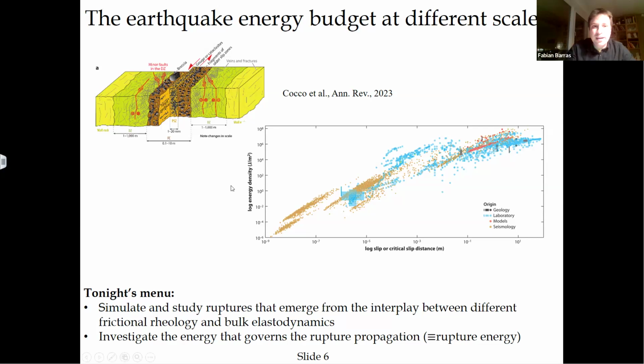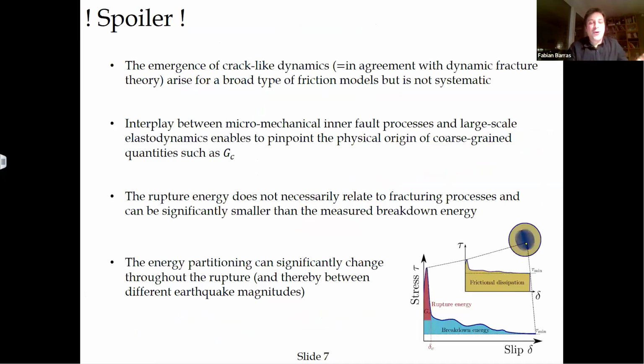I will also use this plot to say that in this presentation, I will only talk about rupture energies. That's why I replaced fracture energy by rupture energy. The idea is that it's only the energy that will control the propagation of the rupture tip. It doesn't necessarily have to do with a fracturing process. Here I will just look at the energy flow of elastic energy to the rupture tip that drives the propagation of my rupture in simulation. That's what I will call rupture energy here. It will be interesting to discuss afterward how we can use that to describe, for instance, the earthquake energy budget.